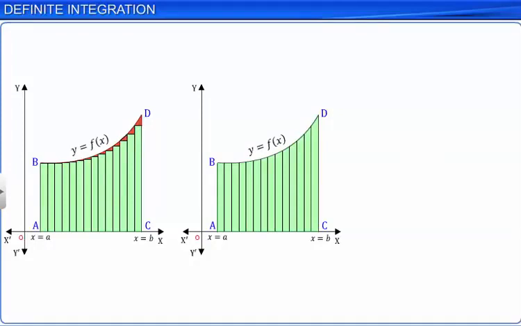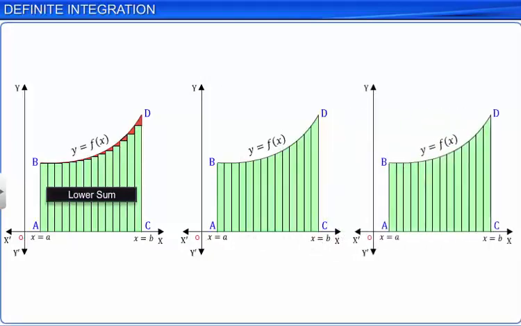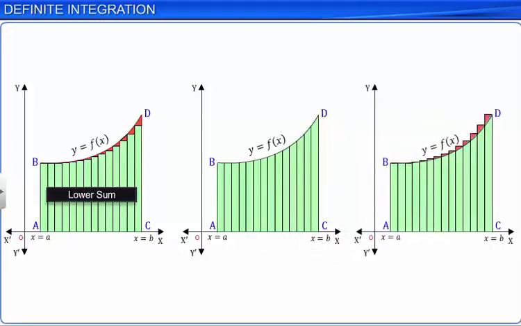The sum of the areas of the rectangles, whose area is less than the total area bounded by the curve, is called the lower sum. Next, choose the greatest value of f of x in each sub-interval and construct rectangles with that as its height as shown here. The sum of the areas of the rectangles, whose area is greater than the total area bounded by the curve, is called the upper sum.